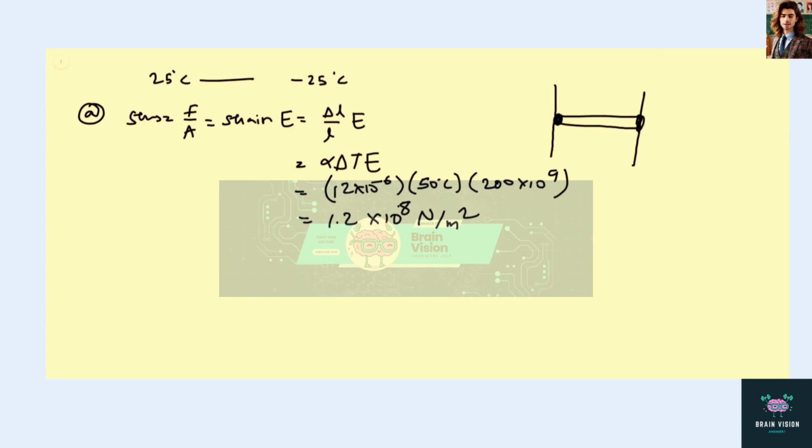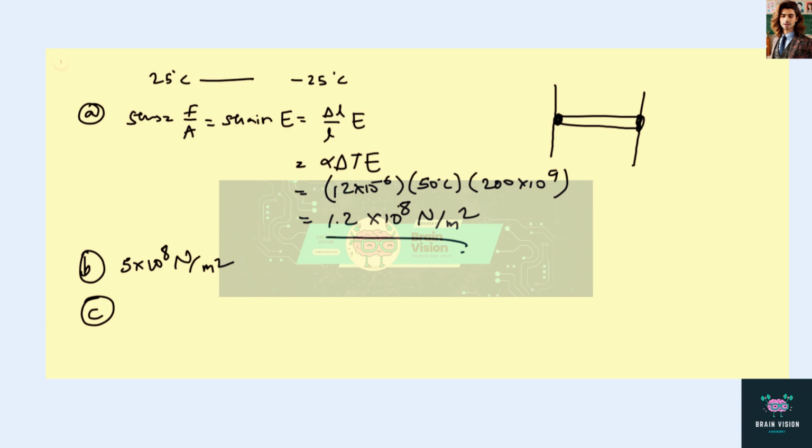Now, we want to see if this will break our system. For that, we need to know the maximum tensile strength of steel. We can look this up in any book, and it turns out that the value of maximum tensile strength is 5 into 10 power 8 Newton per meter square for steel, which means because this number is smaller, the steel will not break.